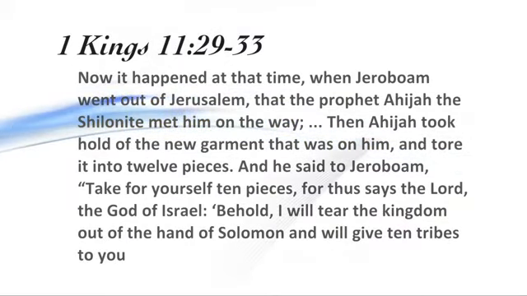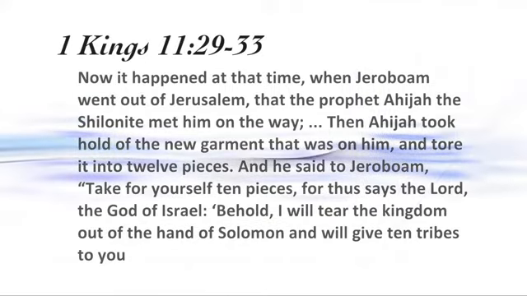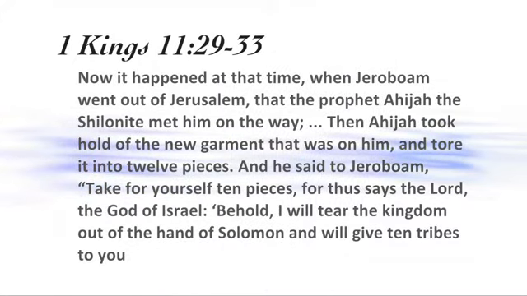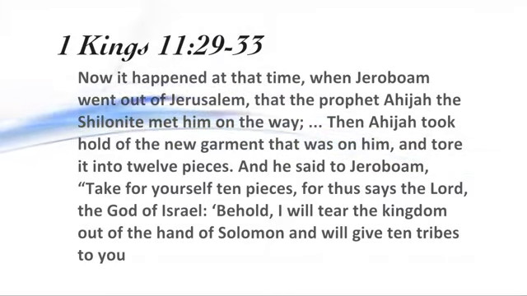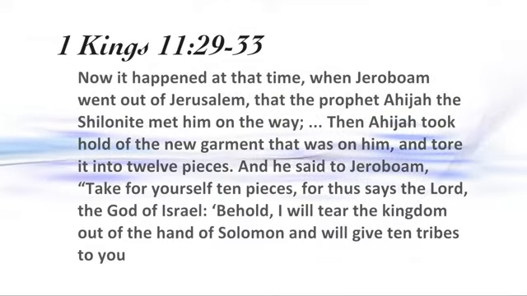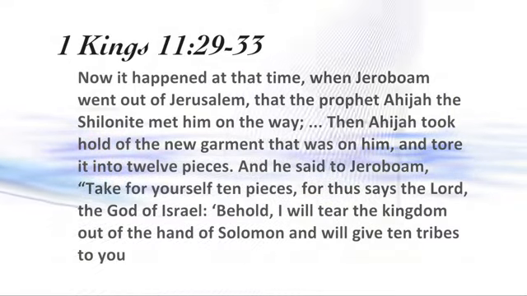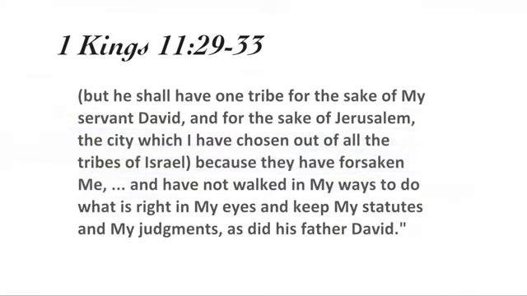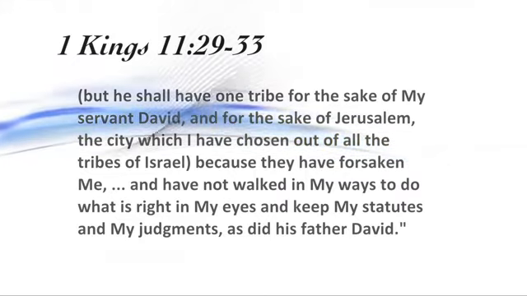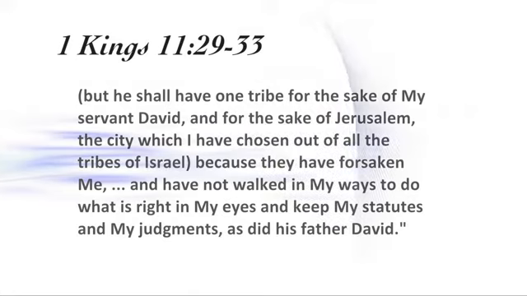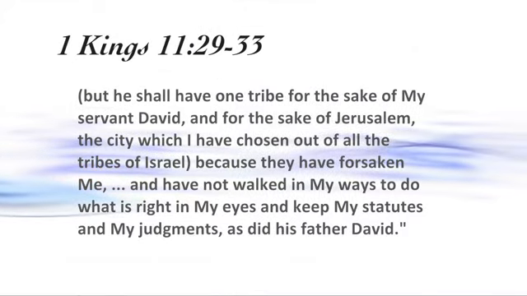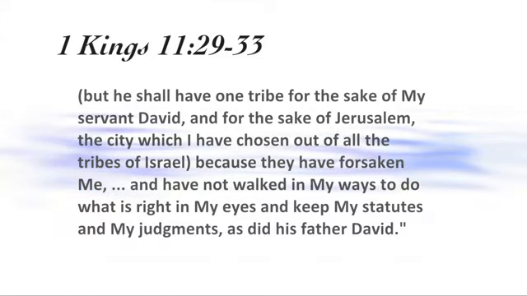"Now it happened at that time, when Jeroboam went out of Jerusalem, that the prophet Ahijah the Shilonite met him on the way. Then Ahijah took hold of the new garment that was on him, and tore it into 12 pieces. And he said to Jeroboam, 'Take for yourself 10 pieces, for thus says the Lord, the God of Israel, Behold, I will tear the kingdom out of the hand of Solomon, and will give 10 tribes to you. But he shall have 1 tribe for the sake of my servant David, and for the sake of Jerusalem, the city which I have chosen out of all the tribes of Israel, because they have forsaken me, and have not walked in my ways to do what is right in my eyes, and keep my statutes and my judgments, as did his father David.'"